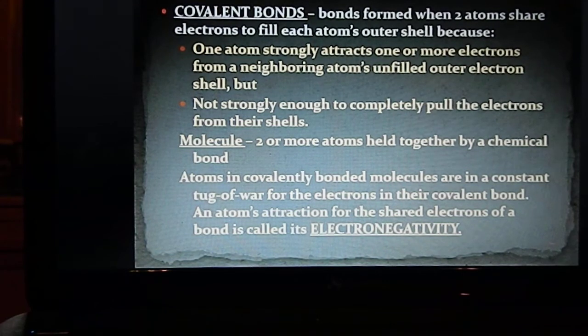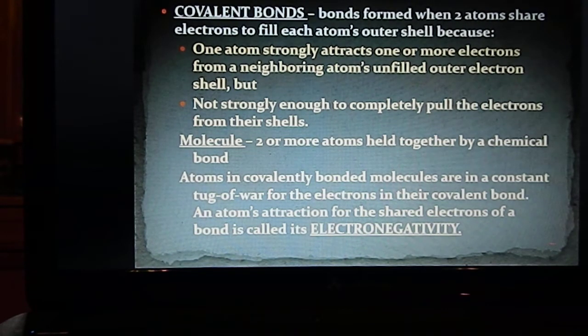Sometimes one atom might have a greater pull over those shared electrons than others, but they're always in a constant pull of trying to get those electrons around their nucleus as compared to their neighbor in the bond. And this energy, this attractiveness of electrons in a covalent bond, is called electronegativity, right?